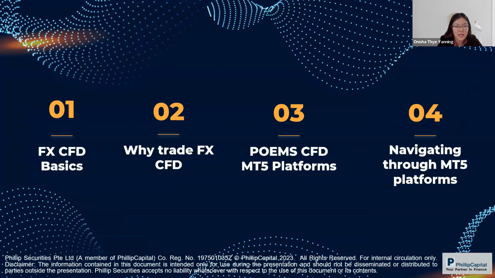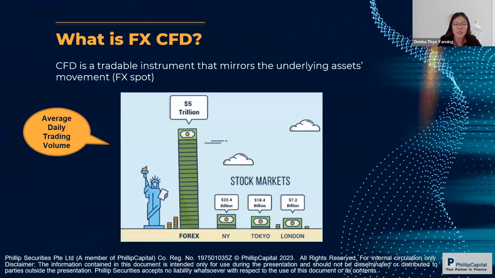So what is FX CFD? Technically, CFD is a tradable instrument that mirrors the underlying asset's movement, which in this case for FX is the FX spot. The average daily trading volume for FX is actually 5 trillion, as compared here, as you can see, the stock market is only 22.4 billion for New York Stock Exchange, Tokyo is 18.4 billion, and London is only 7.2 billion. So as you can see, there is actually a lot of potential and opportunity to unlock in the FX market.